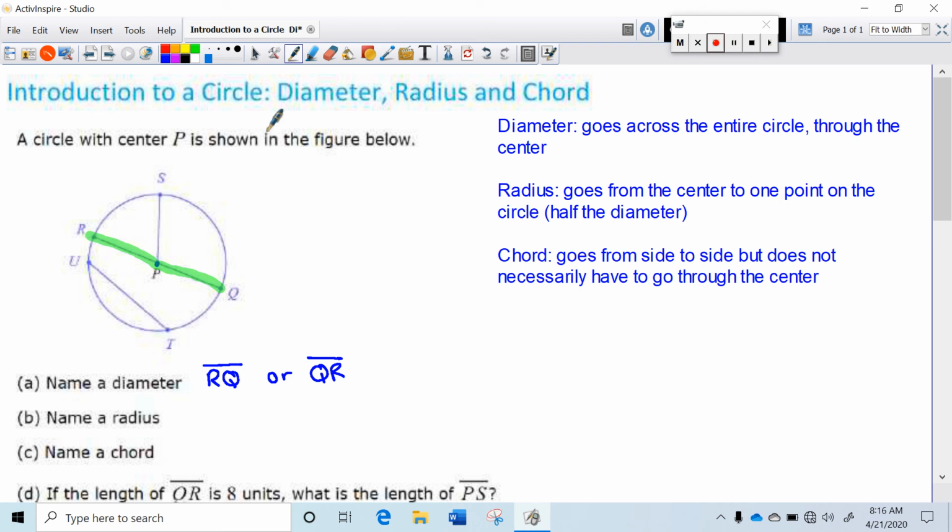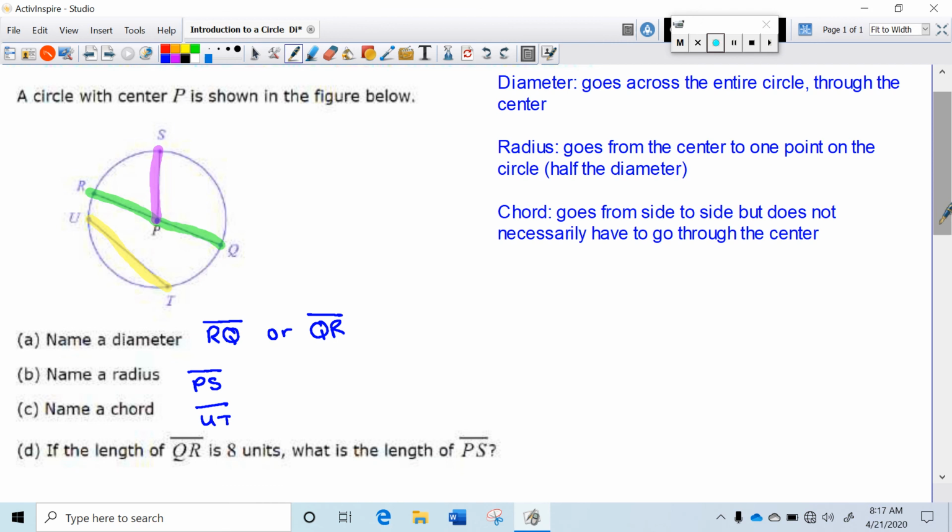Now the radius goes from the center to one side. So an example of a radius going from the center to just one side would be what we're looking at there. Now when you're naming the radius, you always name the center first. So that's point P, and it goes to point S. And then the chord goes from side to side. Doesn't necessarily have to go through the center. So UT would be an example of that. Or we could call it TU.